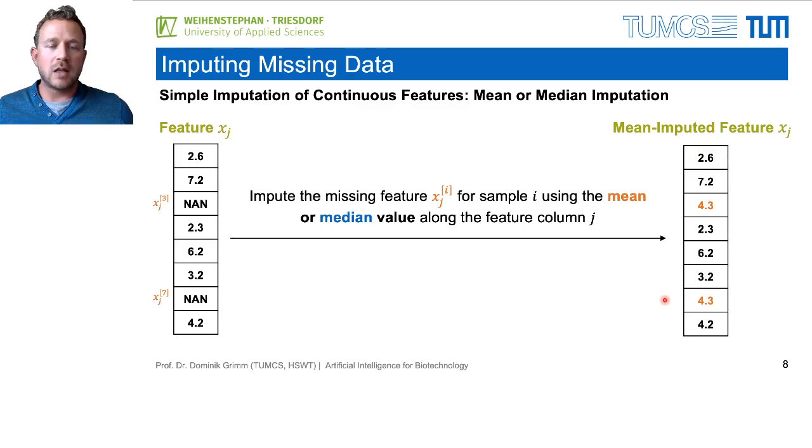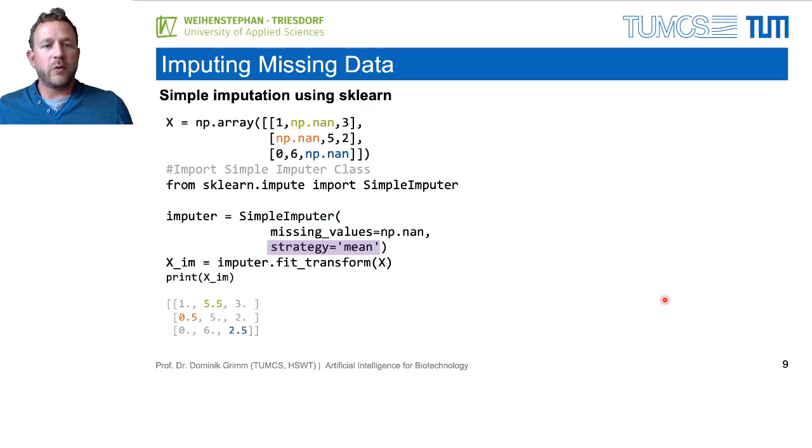And this can also be done in Python using scikit-learn. So for example, here we have a data matrix X. We have here 3 samples and 3 features, and there are a few None values in the data set. Then we could use the class SimpleImputer from the sklearn package. And then we can initialize this object here. So for example, my variable imputer is equal to SimpleImputer. Then I provide the missing values. In our case, missing values are indicated by np.nan in our data set, because there are None values here. And our strategy is to use the mean imputation.